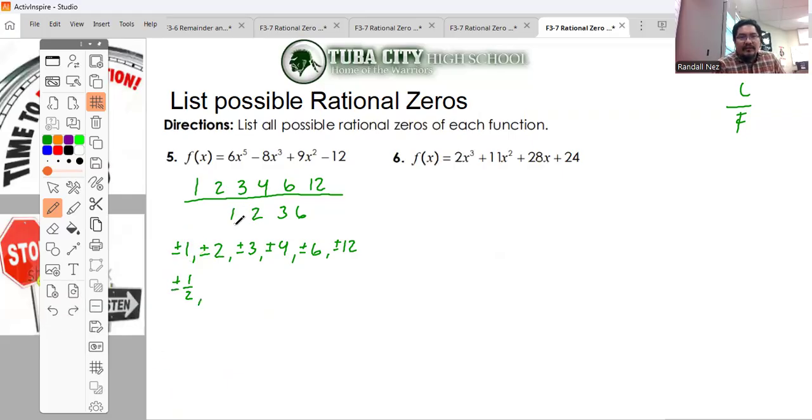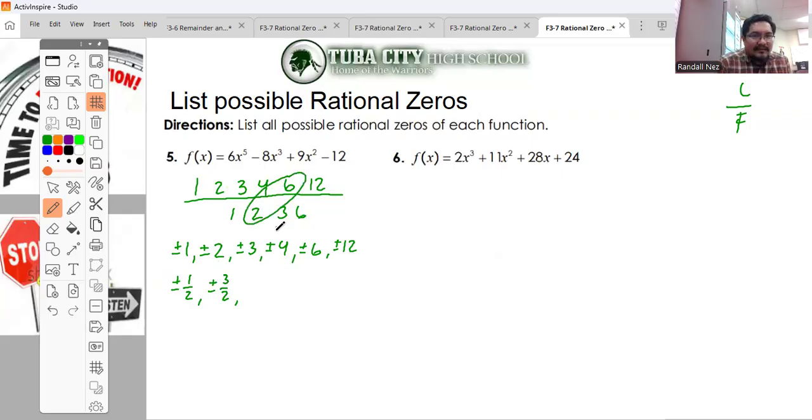Again, we're trying to avoid ones where we get the same one. How about 3 over 2? Okay, we don't have one of those, so let's add it to the list. 3 over 2. How about a 4 over 2? Yeah, we got a 4 over 2, right? That's the same thing as just saying 2. So we're going to skip that. 4 over 2, we already got one. How about 6 over 2?